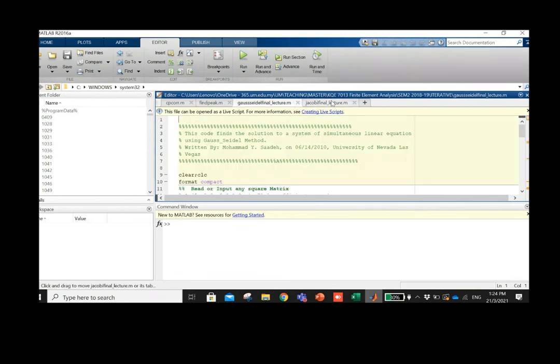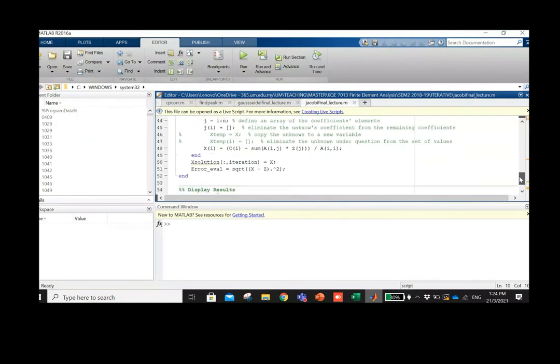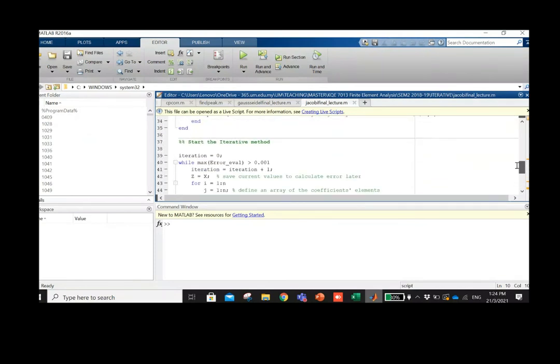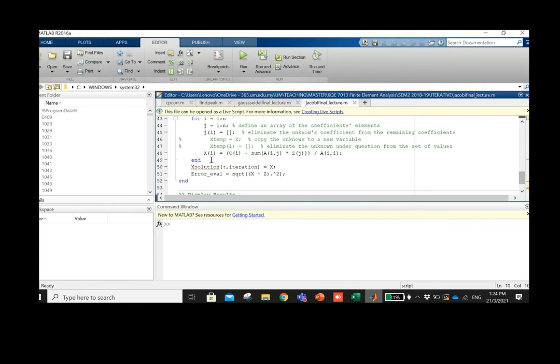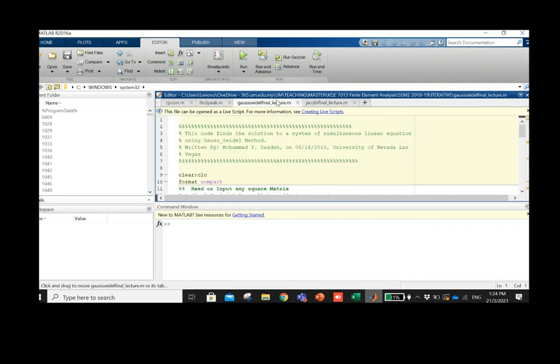Okay, so in Jacobi, if you see from here, I have a stopping criterion: the error, the difference, has to be 0.001, then it stops. And you will see that the x itself always uses the previous x, the previous iteration's x.